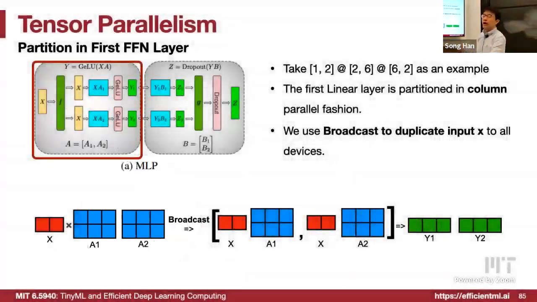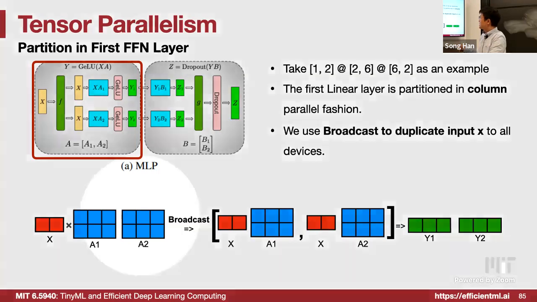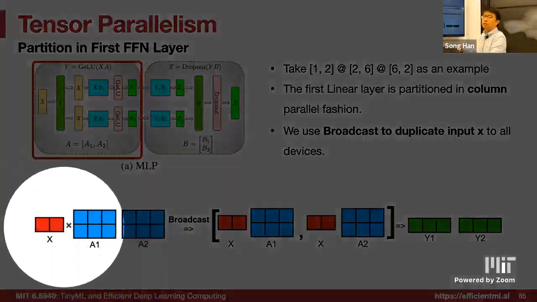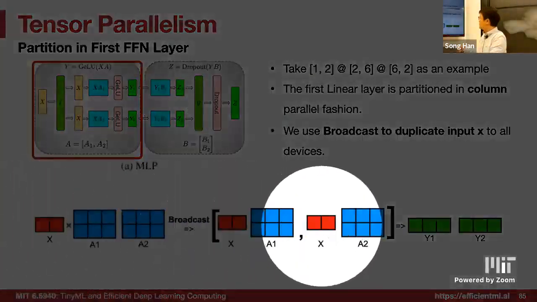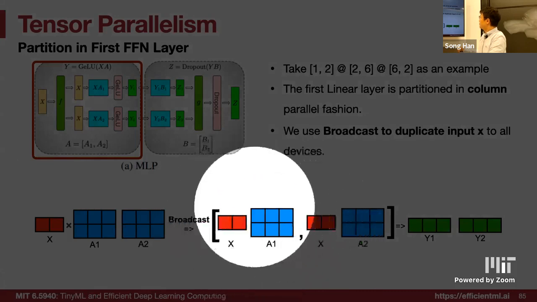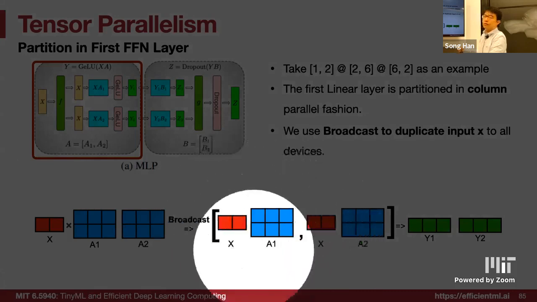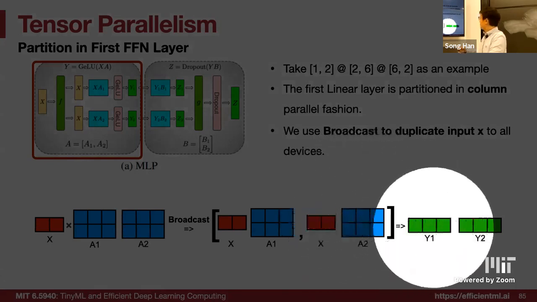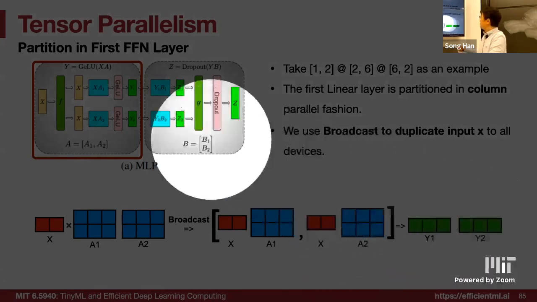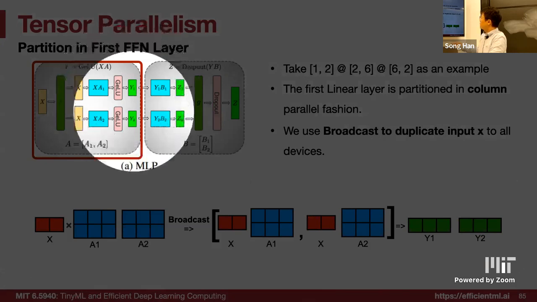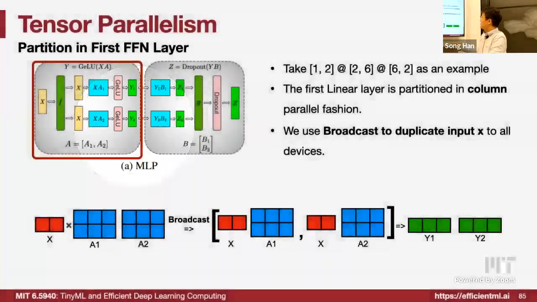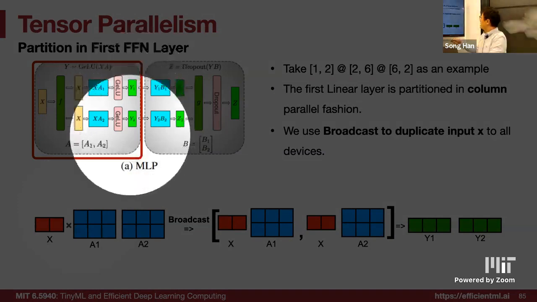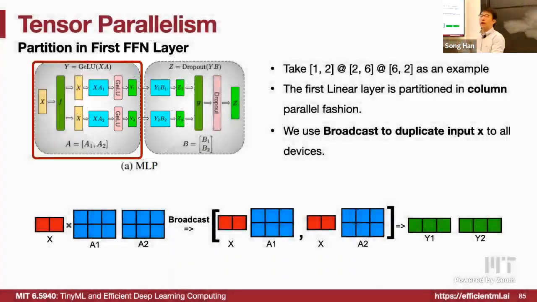So we first do a broadcast, okay? Broadcast the activation to 2 GPUs, GPU 1, GPU 2. We perform half of the matrix multiplication on one GPU and the other half on the second GPU, and we get Y1 and Y2, okay? Corresponding to here are Y1 and Y2. No communication is needed here, and then we can directly move to the next section.